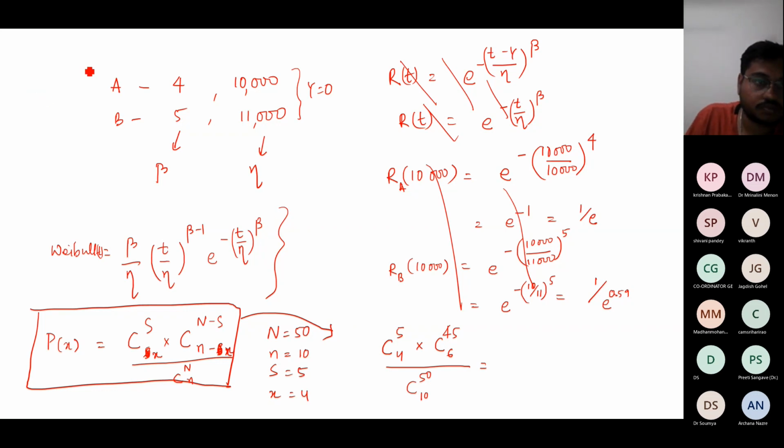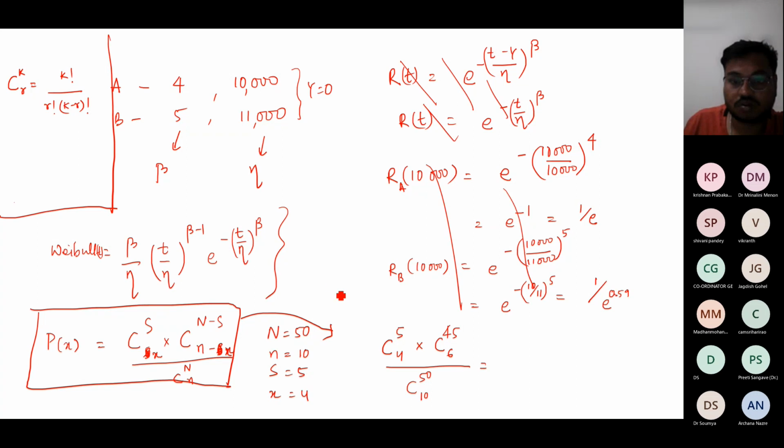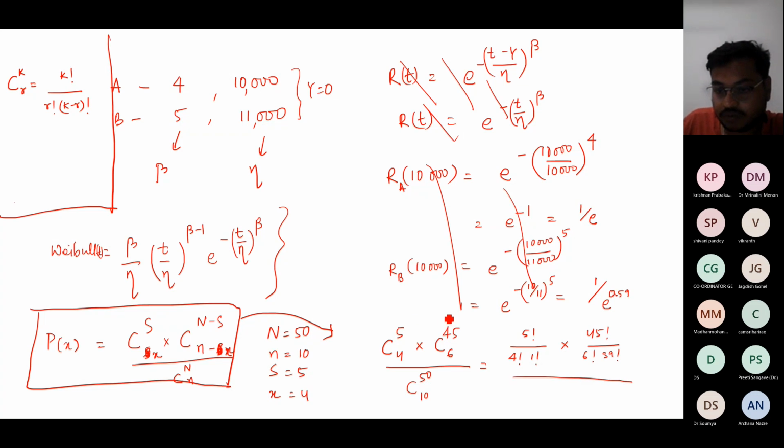Yeah, so C of K given R is given as K factorial by R factorial into K minus R factorial. So you need to substitute these in all three terms. So here it will be 5 factorial divided by 4 factorial into 5 minus 4, which is 1 factorial, into 45 factorial divided by 6 factorial into 45 minus 6, which is 39 factorial, whole divided by 50 factorial divided by 10 factorial into 40 factorial.